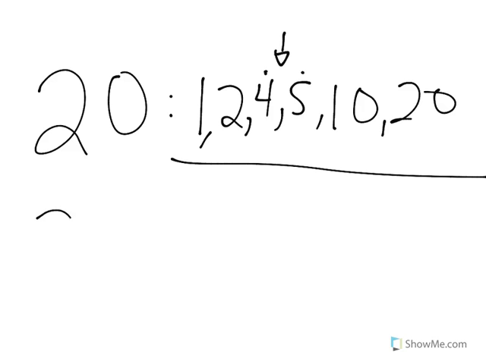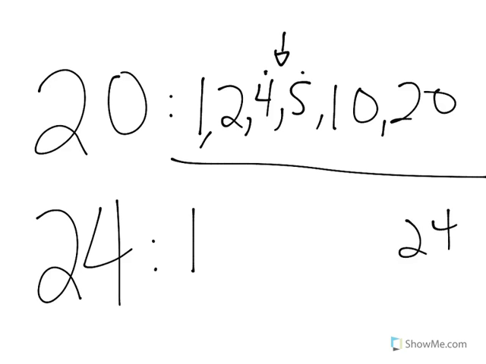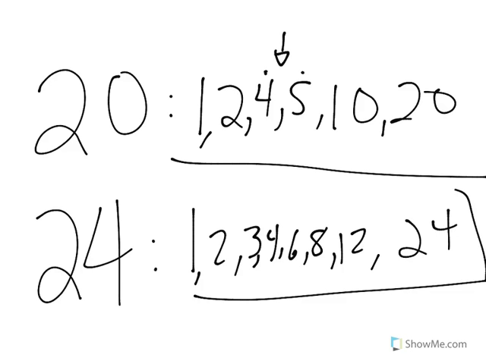Let's try one more. 24. Pause and do that one together. Okay. 1, 24. 2, 12. Let's see. 3, 8. 4, 6. So there's a lot for that one.